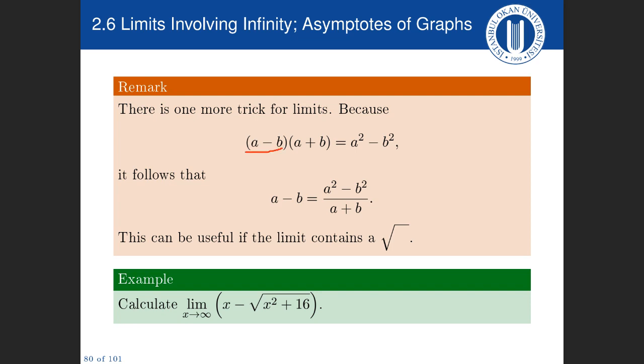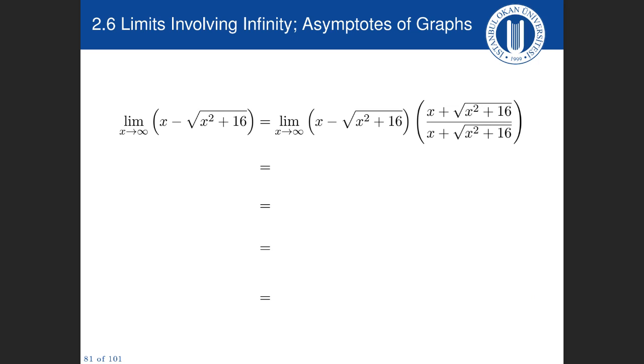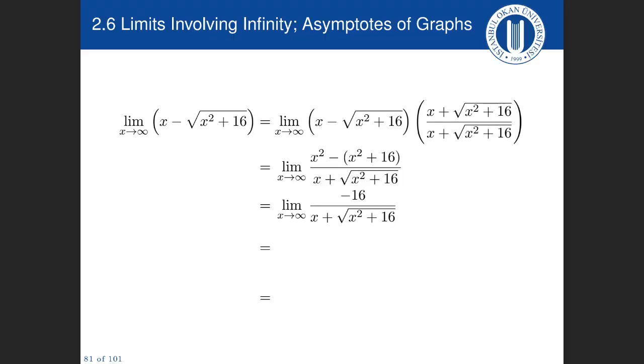I have something which looks like a minus b, so I'm going to multiply it and then divide by a plus b. I'm going to multiply by x plus the square root of x squared plus 16, divided by x plus the square root of x squared plus 16. So far nothing has changed, but this limit will now simplify. On top we're going to get x squared minus x squared plus 16. And of course then the x squareds cancel, we just end up with minus 16 on the top.